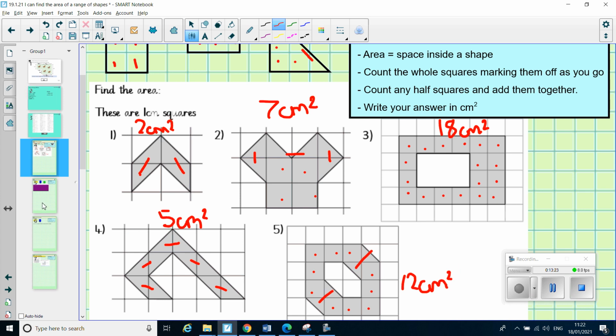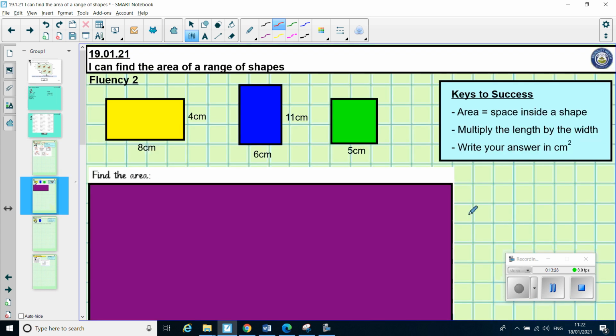Okay. Hopefully you got on all right with that, Year 6. For Fluency 2, we're going to be looking at another way of calculating area. Now, for these questions, we haven't given you the squared background, so you can't just simply count the squares inside the shape. In these kind of questions, the way to find area is to multiply the length, which is the long side of the shape, by the width, which is the short side of the shape. Okay, so to find area, we multiply length by width.